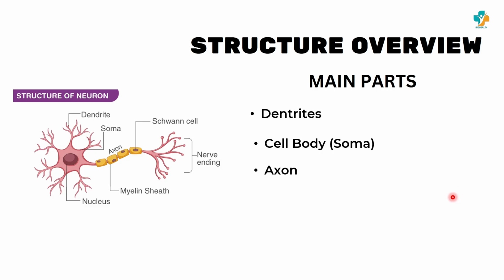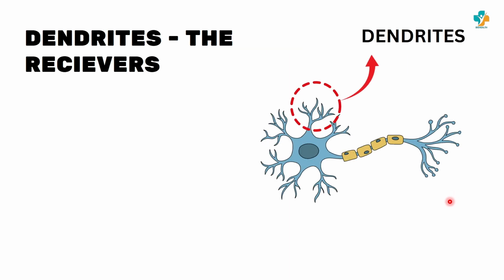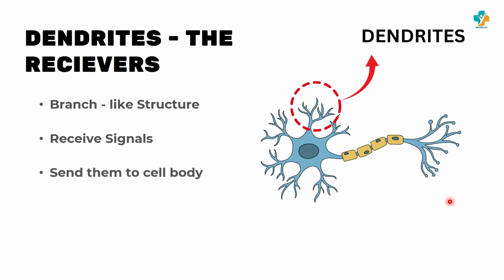The story begins with the teeny branches called dendrites, the neuron's receiving station. Dendrites are small tree-like extensions that receive messages from other neurons. They act like antennas, catching electrical signals and sending them to the cell body. The more dendrites a neuron has, the more information it can collect, which means smarter communication inside your brain. Once dendrites receive these signals, they pass them to the center of command, the cell body.